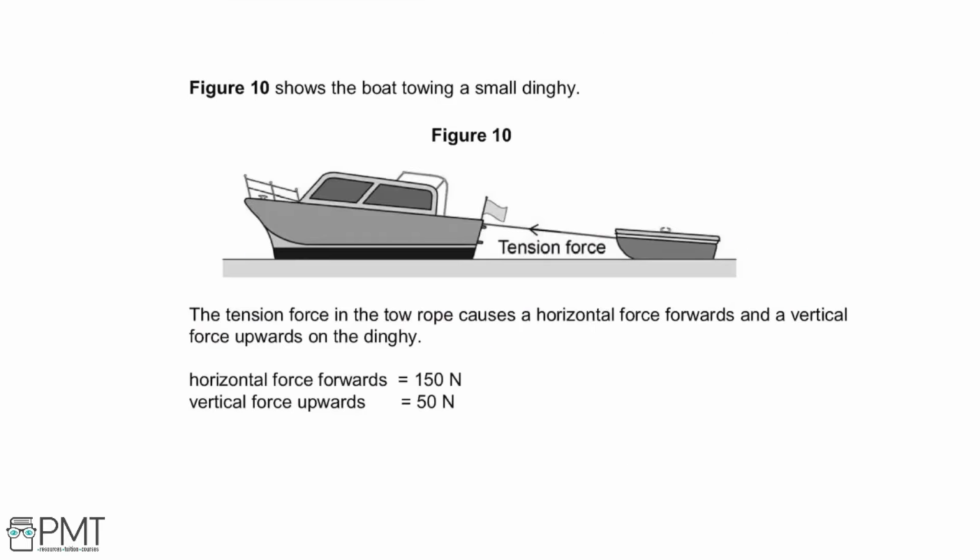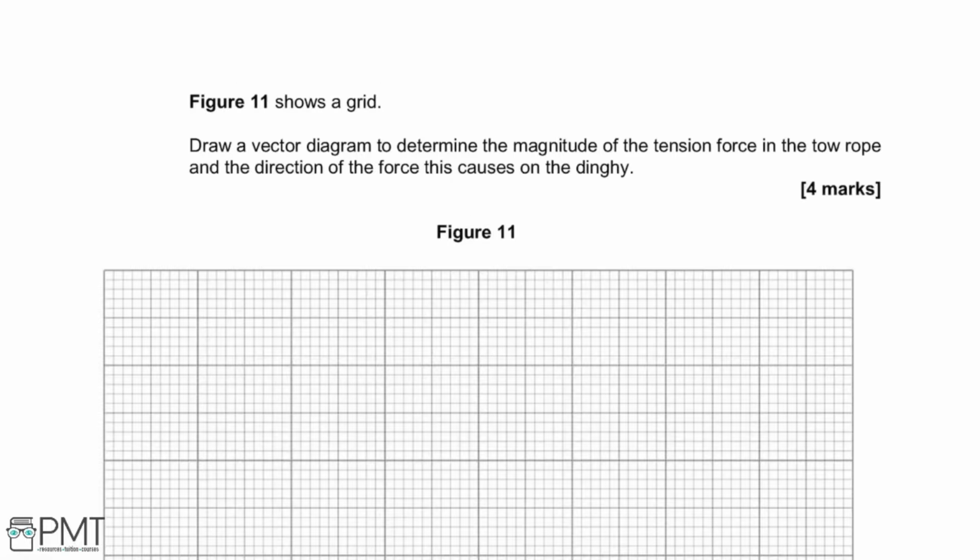Figure 10 shows the boat towing a small dinghy. The tension force in the tow rope causes a horizontal force forwards and a vertical force upwards on the dinghy. Horizontal force forwards equals 150 newtons and the vertical force upwards equals 50 newtons. Figure 11 shows a grid. Draw a vector diagram to determine the magnitude of the tension force in the tow rope and the direction of the force this causes on the dinghy.